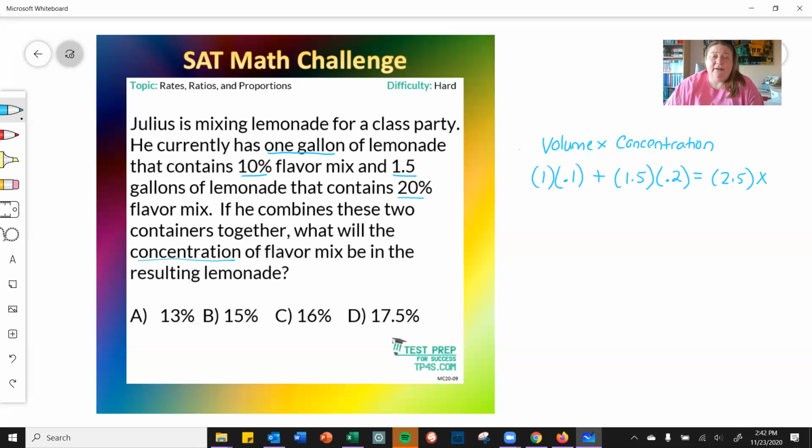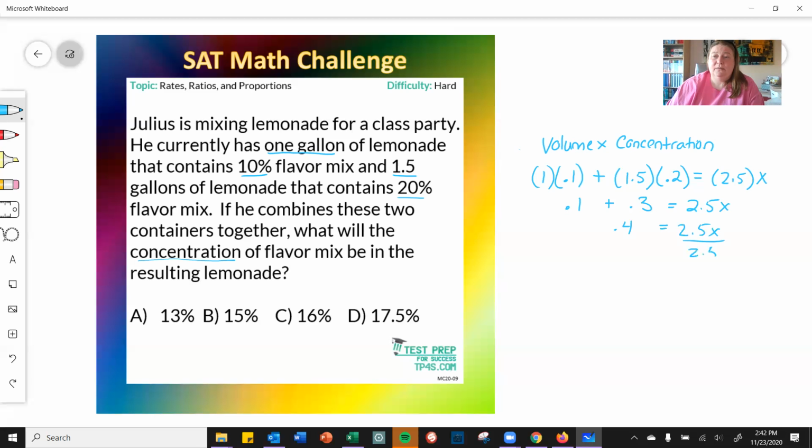And you can see now I have a linear equation with only one unknown. We can just use Algebra 1 methods to solve this. If you can, get out your handy calculator, and we can do this step by step. This is going to be 0.1. 1.5 times 0.2 is 0.3 equals 2.5x. 0.1 plus 0.3 is 0.4 equals 2.5x.